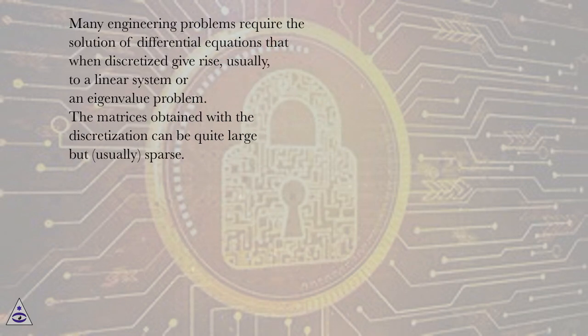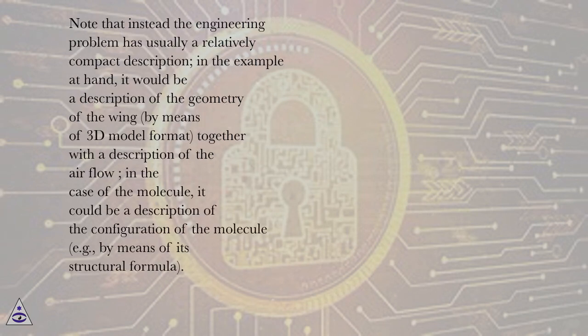Many engineering problems require the solution of differential equations that, when discretized, give rise, usually, to a linear system or an eigenvalue problem. The matrices obtained with the discretization can be quite large but, usually, sparse. Note that instead the engineering problem has usually a relatively compact description. In the example at hand, it would be a description of the geometry of the wing, by means of a 3D model format, together with a description of the airflow. In the case of the molecule, it could be a description of the configuration of the molecule, for example, by means of its structural formula.